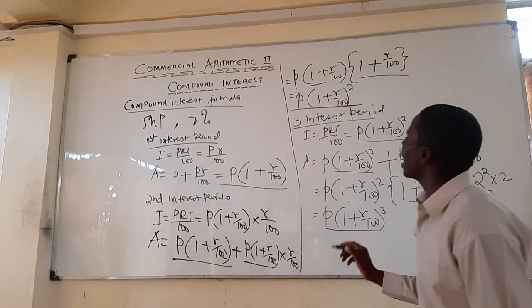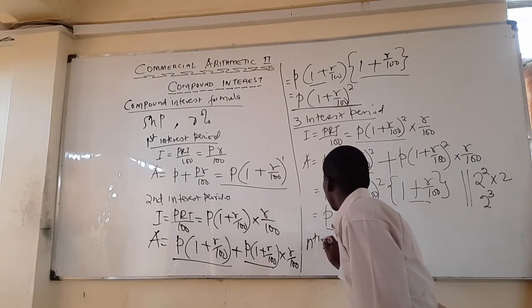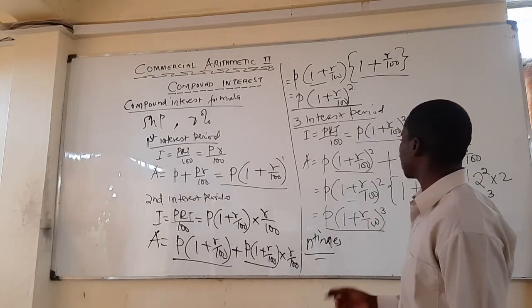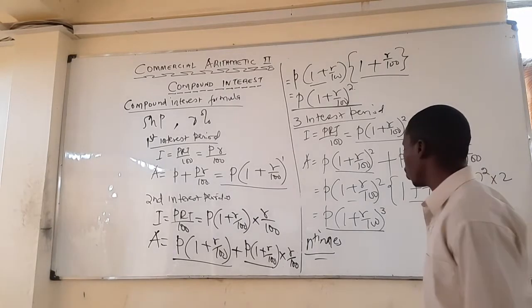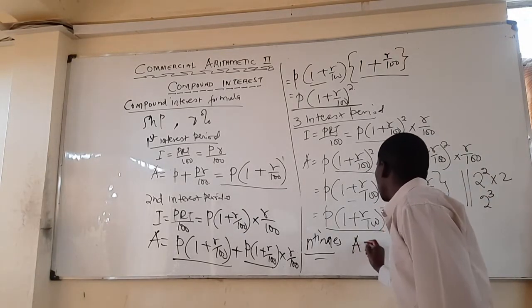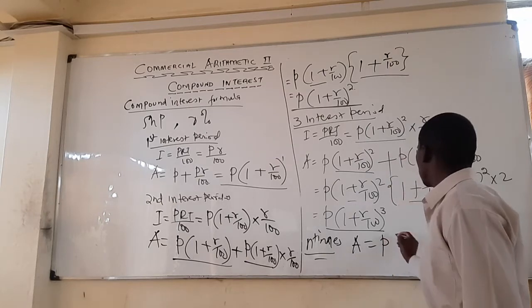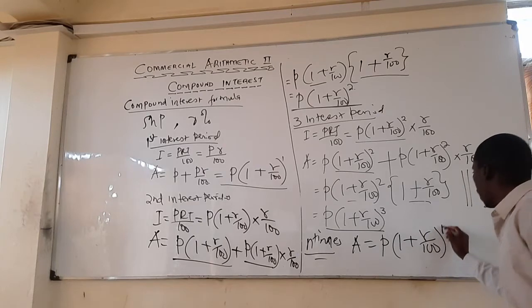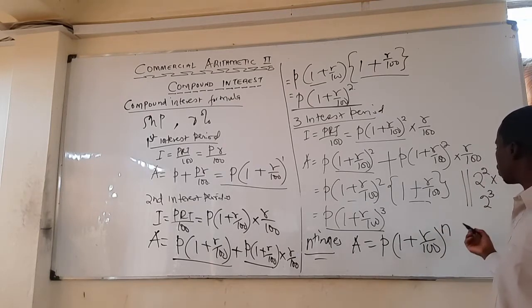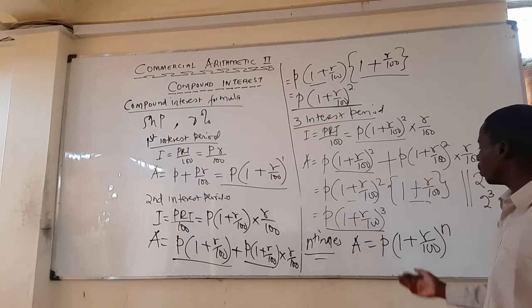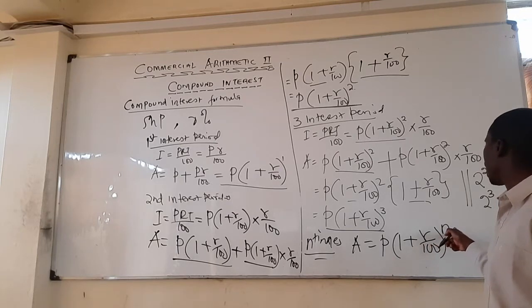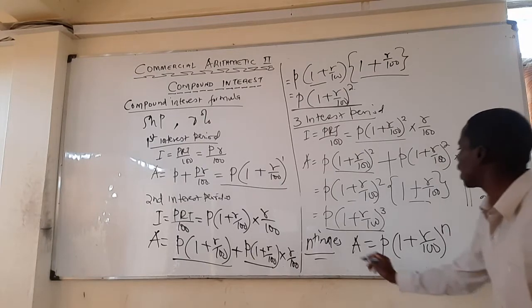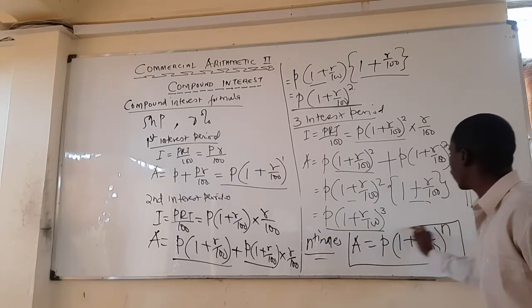So here, in any case, we have n times, like 10, 15 or so. Then the amount is going to be given by P into bracket 1 plus R over 100 power n. This n can be 1, 2, 3, or so on. So if it is 5 times, then the n is going to be 5. That is the compound interest formula.